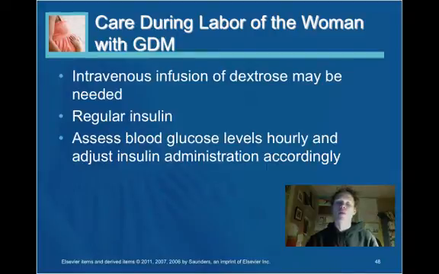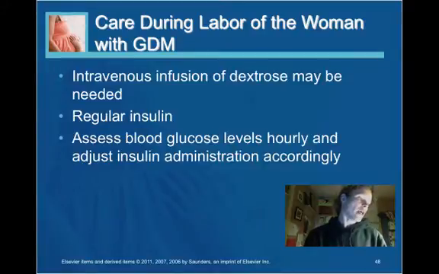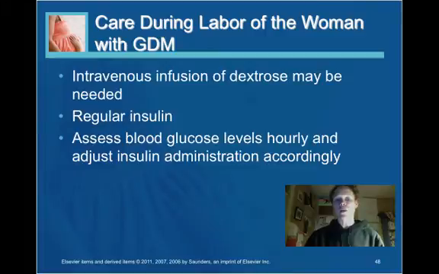So care of a patient during labor who has gestational diabetes. The patient may need an IV infusion of dextrose. And the reason for the dextrose is so that there's not a resultant hypoglycemic effect. Blood sugar levels are monitored regularly, and insulin will be given as per blood sugar readings.